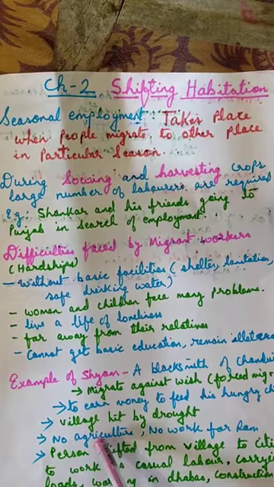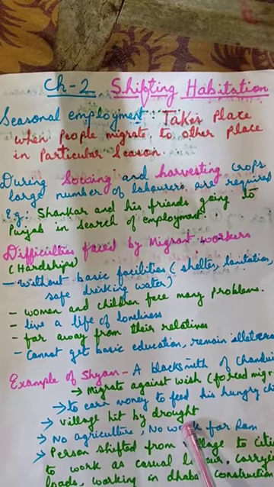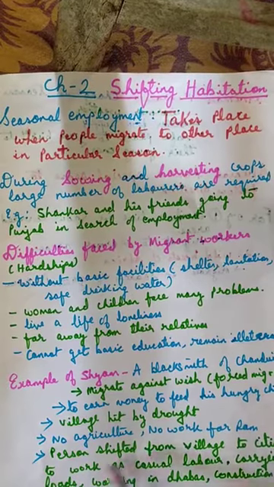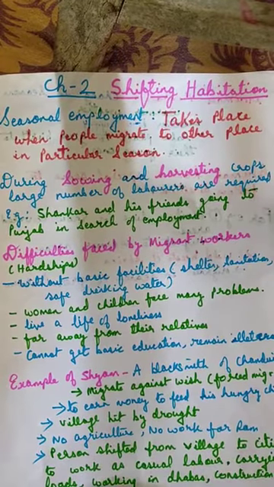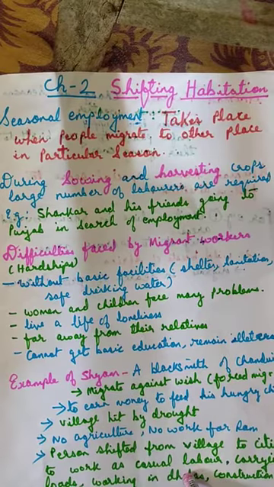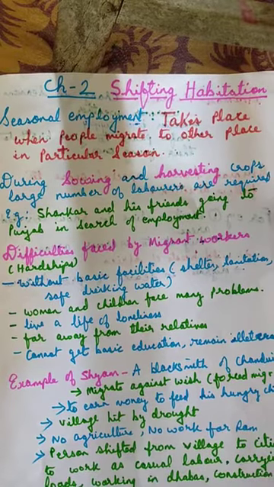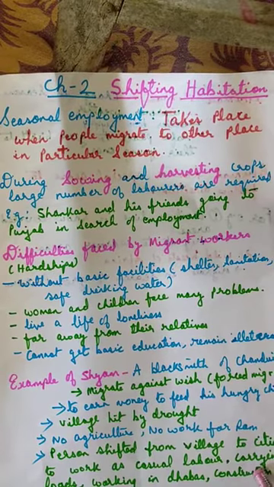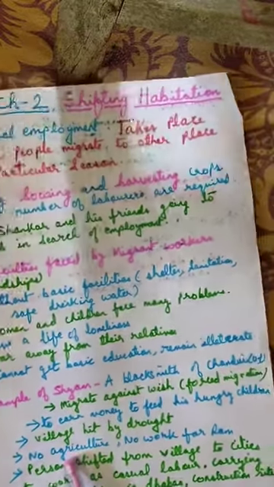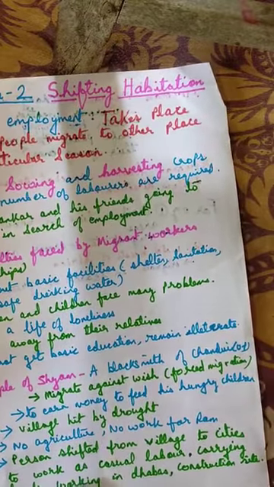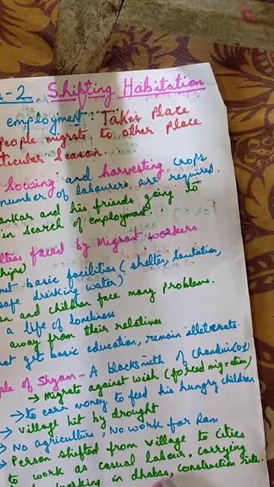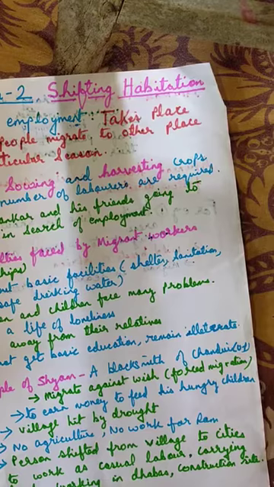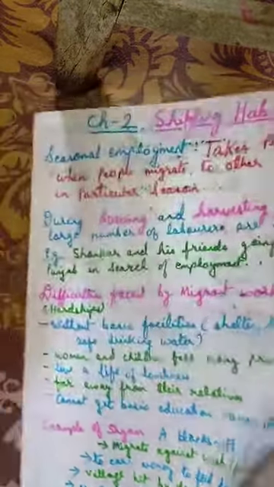So again come back to the topic. The village was hit by drought. There was no agriculture, and so there was no work for Shyam. The person shifted from the village to cities to work as casual labor, carrying loads, working in dhabas and at construction sites, because when they move to a new place, they don't know anybody, and in order to survive, in order to have an earning, they have to work somewhere. So sometimes they work as casual labor, sometimes they carry loads in order to earn money. They work in dhabas also, they work at construction sites also.